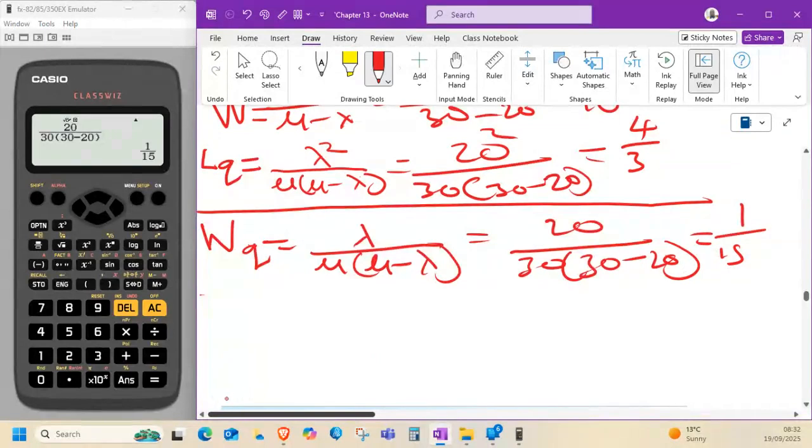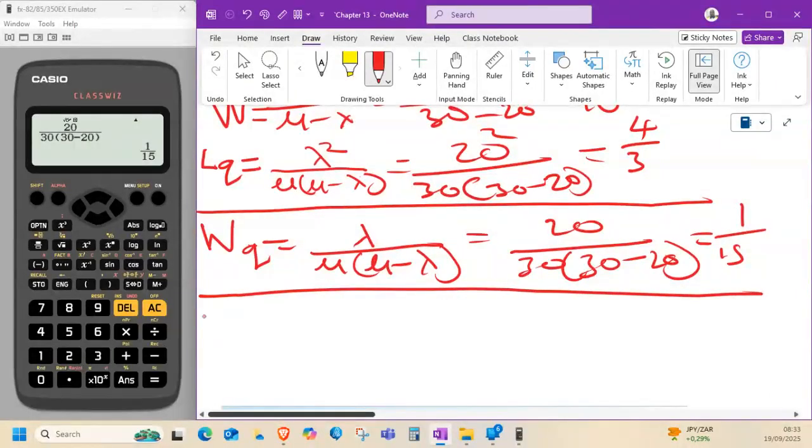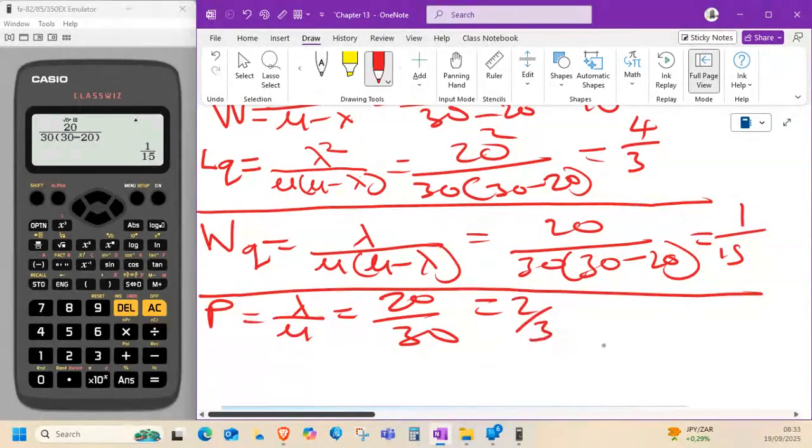1/15, right? Then the probability, at times I would say to you a percentage probability, then you multiply by 100 and then you'll get this as a percentage form, which is 20/30. I believe that is 2/3.